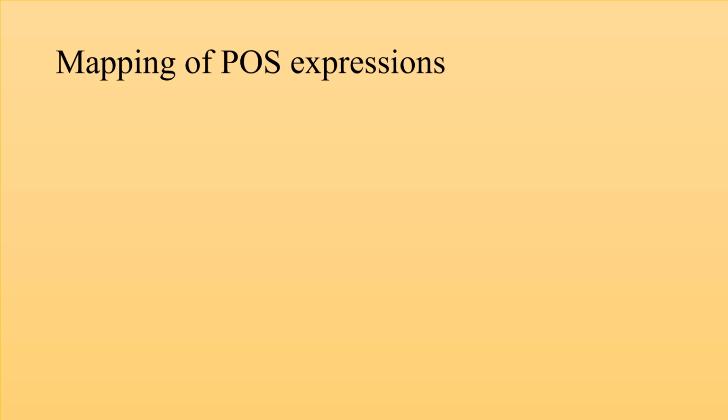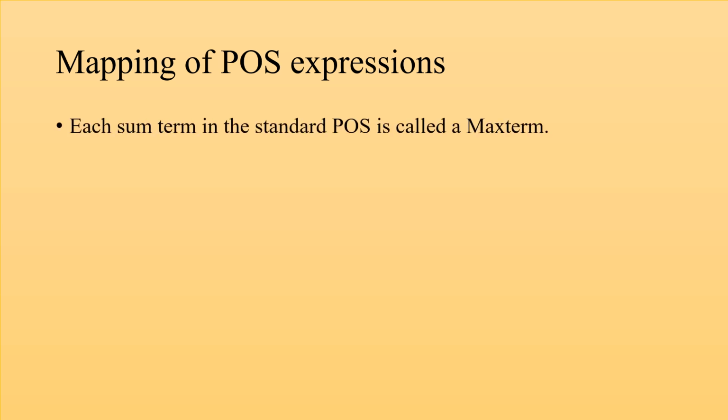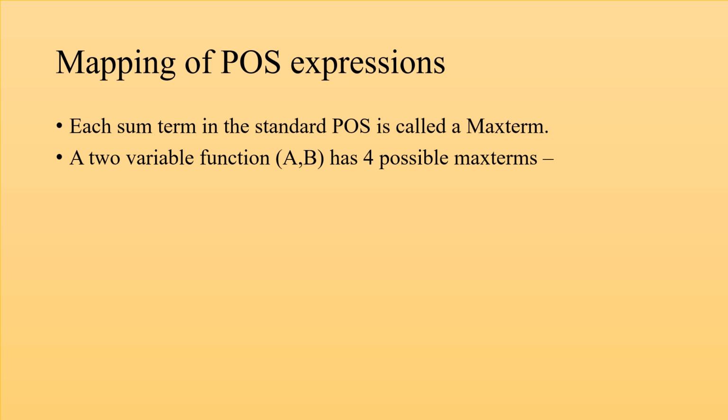First of all, let us see the mapping of POS expressions. POS means product of sum. So each sum term in the standard POS is called a max term. A two-variable function, let that variable be A and B, has 4 possible max terms, that is 2 to the power of 2, that is 4 possible max terms.